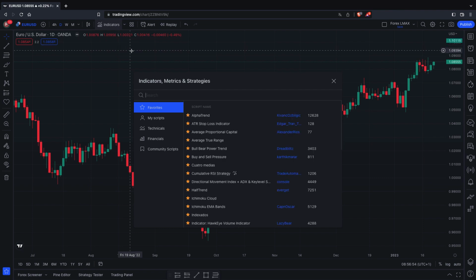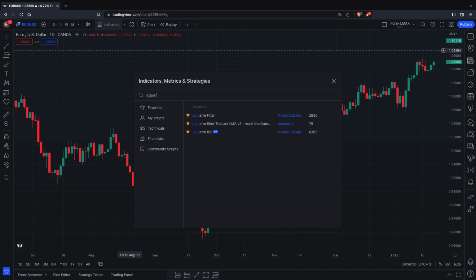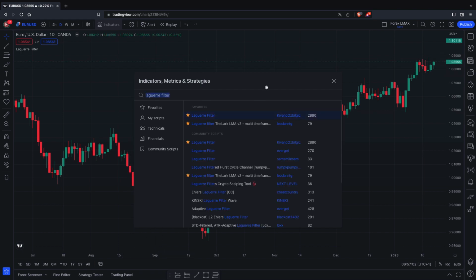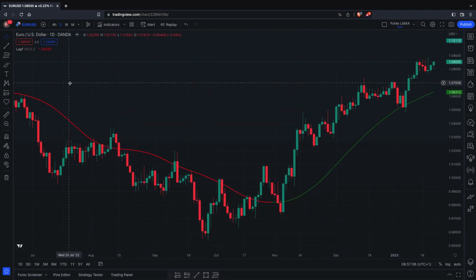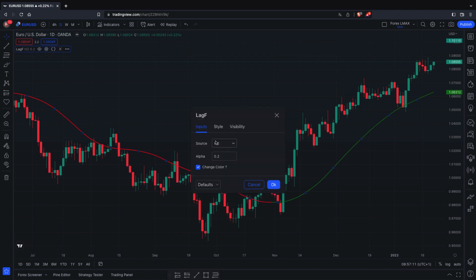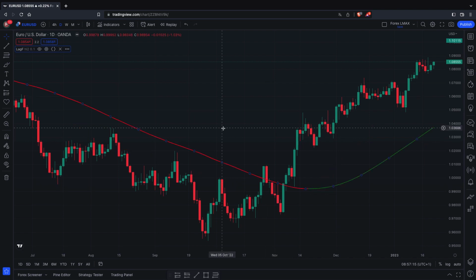Our first indicator is Laguerre filter. Go to tab inputs and change alpha to 0.1. We use this indicator as a trend filter. If Laguerre filter is green, the trend is bullish, and if Laguerre filter is red, the trend is bearish.